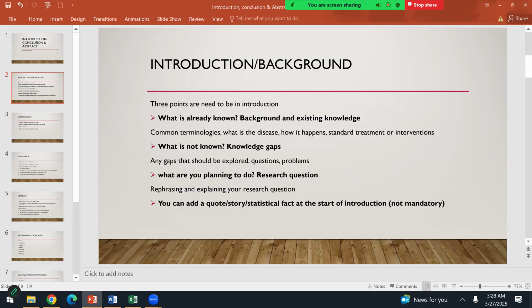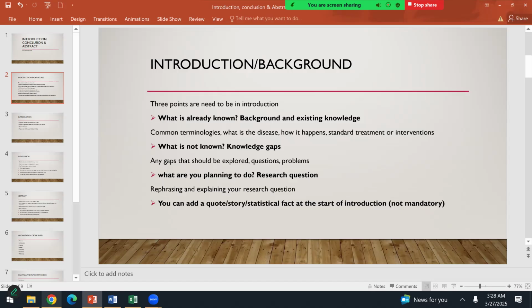And you can add a quote, a story, a statistical fact. For example, this percentage of people are suffering from migraine, or this percentage is the mortality rate from MI or something like that. So you can add that in the introduction at the start, but that is not mandatory. This is just an advanced level, but these three things are mandatory.